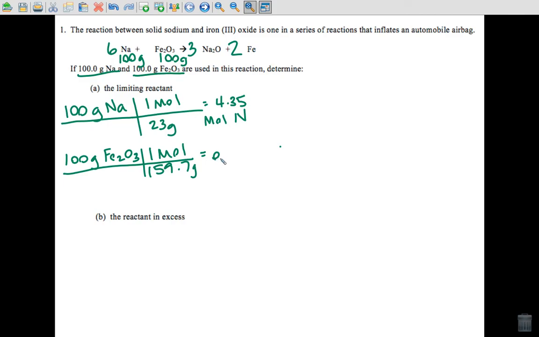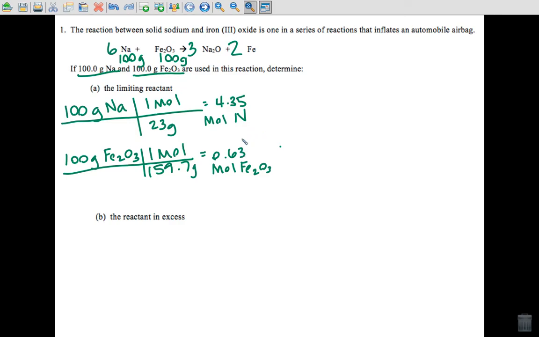Notice underneath I'm writing moles of what? And the reason why I'm writing moles of what is so that I can keep track of what each of these are. So it's important to know this is how much you have. This 100 grams and this 4.35 moles represents the same amount. It's how much you have, how much you're starting with, how much you're going to start the experiment with. It's actually physically how much you have.